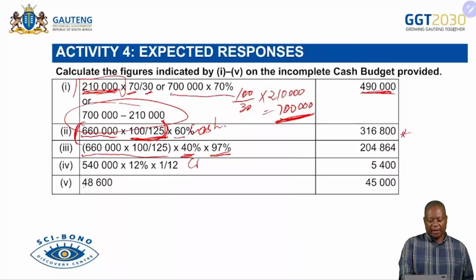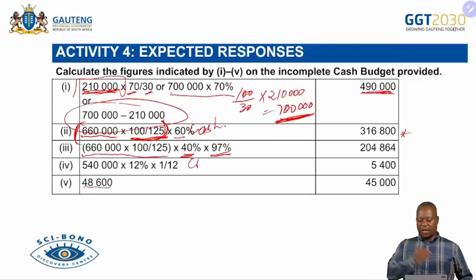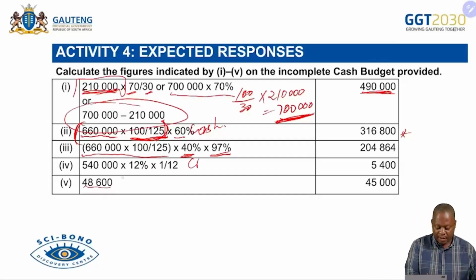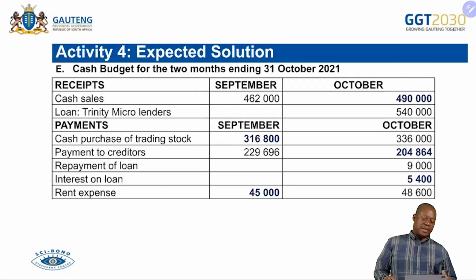The last one is the one where we are given the rent expense for the month of September, and we're supposed to find the one for October. So this one, we are just multiplying by 100 over 108 because there is an increase of 8% in the rent. That is how it is supposed to appear.